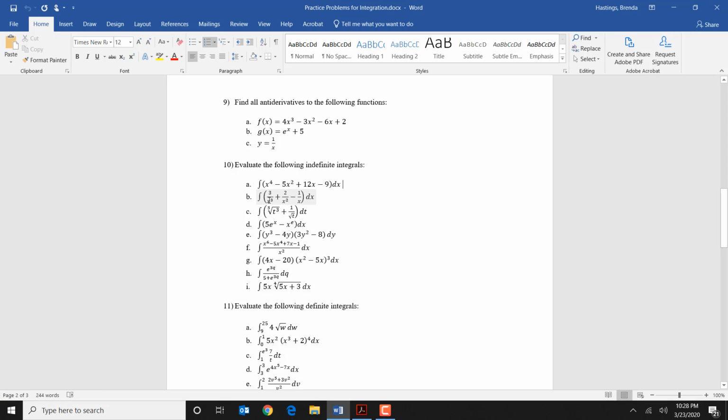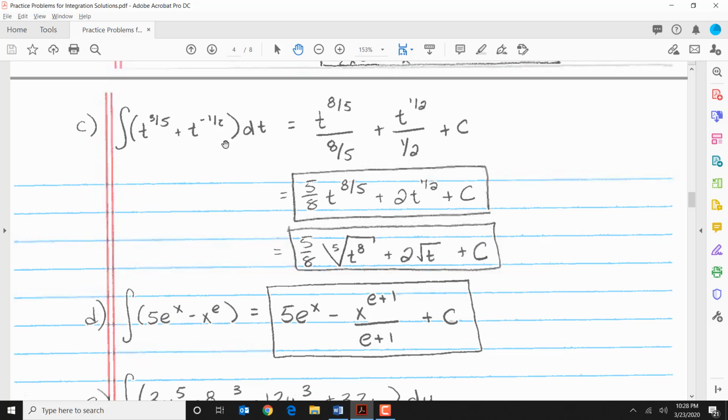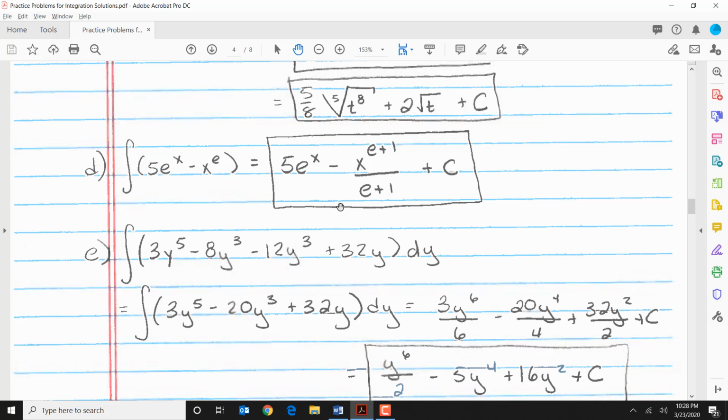For c, very similarly, I'll rewrite this as a fraction exponent. And I'll rewrite this as a fraction exponent, but I'll bring it up and give it a negative exponent. And then I can follow my power rule, t to the 3/5 plus 1 over 3/5 plus 1, plus t to the negative half plus 1 over negative half plus 1, and then simplify. So that's what I did here.